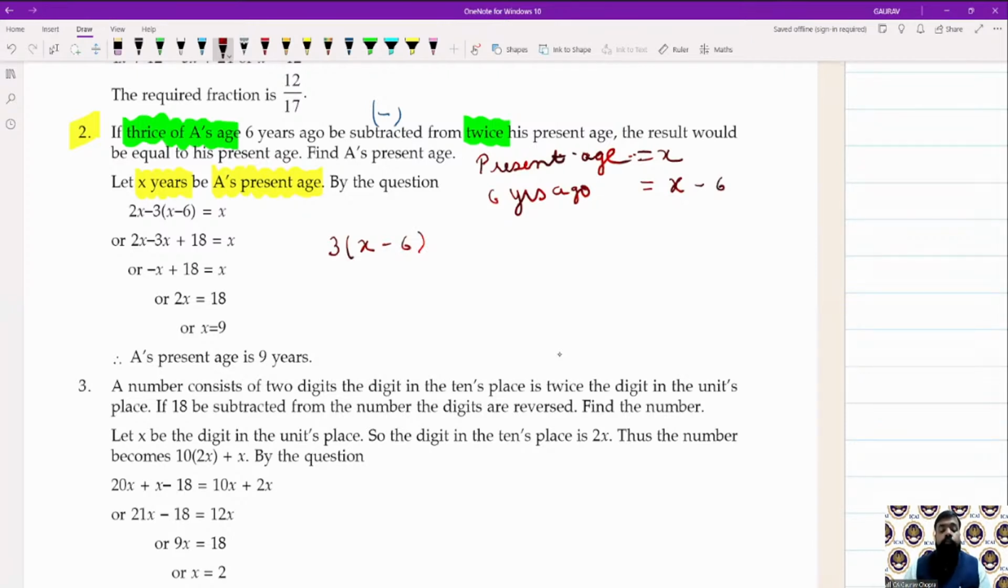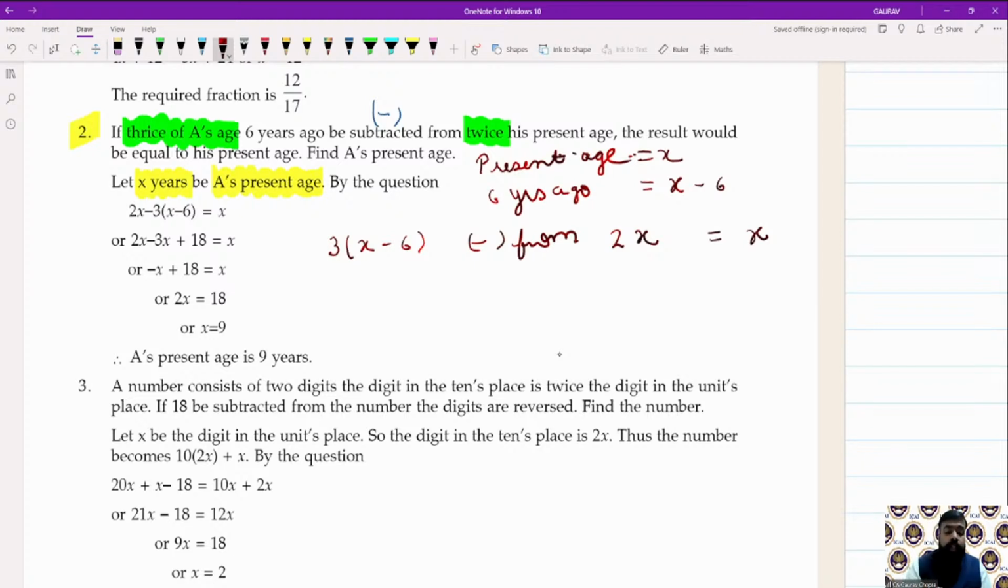Be subtracted from, इसको हमें subtract करना है. Subtract from twice the present age. Present age is x, x का double, that is 2x. इसमें से subtract करना है. Then the result is equal to the present age. तो उसका result क्या होगा? Present age के बराबर होगा.